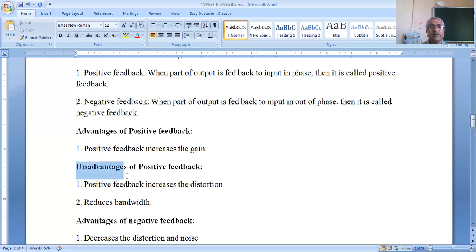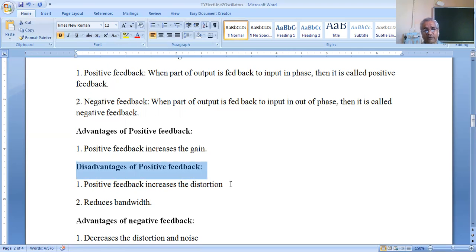But there is one disadvantage of positive feedback. Positive feedback increases the distortion, and reduces the bandwidth. So these are some disadvantages of positive feedback. Positive feedback increases the distortion, distortions come into the signal, and it reduces the bandwidth.